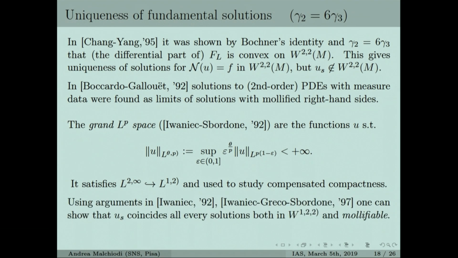Okay, so using some arguments by Iwaniec and Greco-Sbordone, you can show that the singular solution that you constructed before must coincide with all solutions that are in W^{2,(1,2)} and which are of mollifiable type. So in a sense, this class of solutions are the ones that can be obtained by passing to a limit along a sequence of solutions with a smooth right-hand side, as for our blowing up solutions. And you can show that actually the profile coincides with the previous one I described, with this nonlinear fundamental solution. And actually this uniqueness argument works not only for a linear combination of Dirac masses, but for any measure data on the right-hand side, provided the measure is finite.